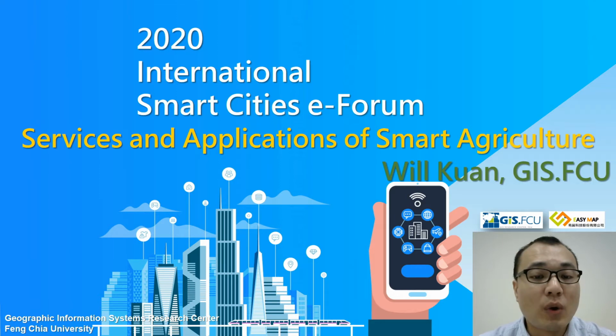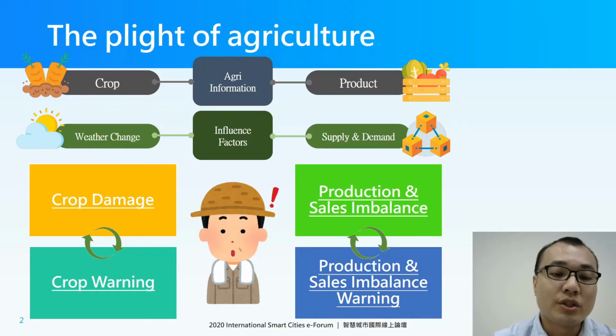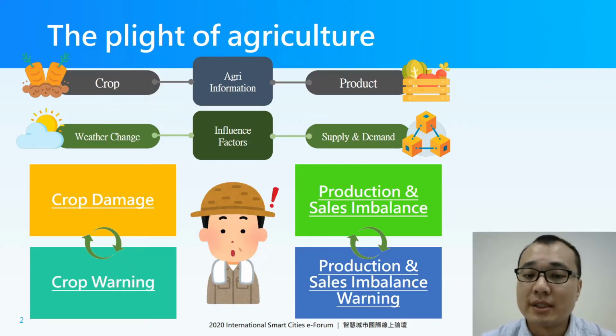The topic I want to share with you is service and applications of smart agriculture. In general, the most concerned things in agriculture are the agricultural crops and agricultural products. And the biggest challenges and risks are crop damage and product and market imbalance.